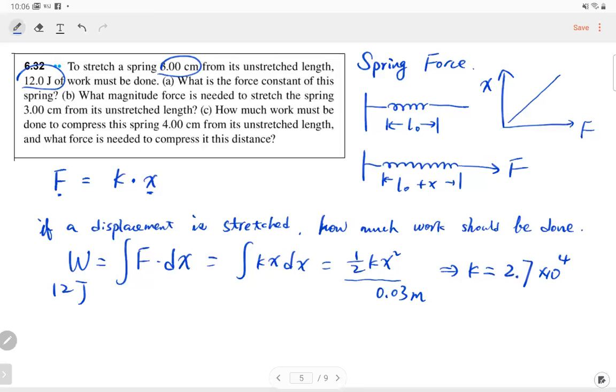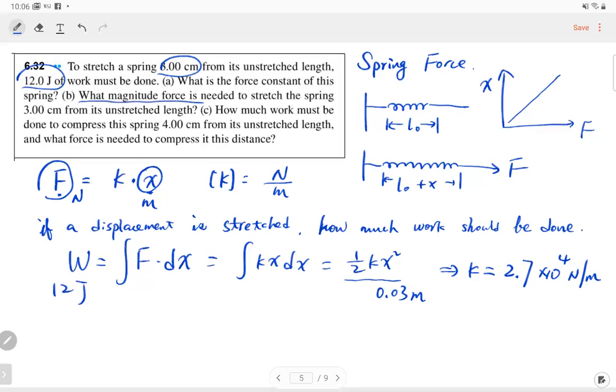How about the unit? We know the force has Newton, and the displacement is meter, so the unit of k is Newton per meter. This value is very large. If I want to stretch the spring 1 meter, I need 2.7 times 10 to the 4 Newton. So that means this spring is very hard. So this is a constant, the spring constant.